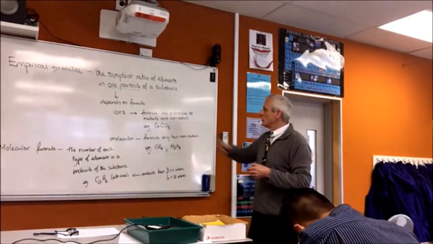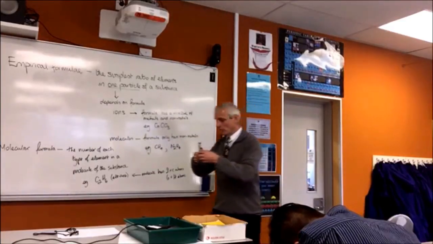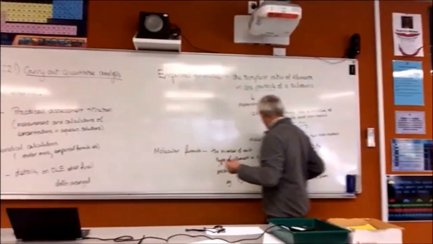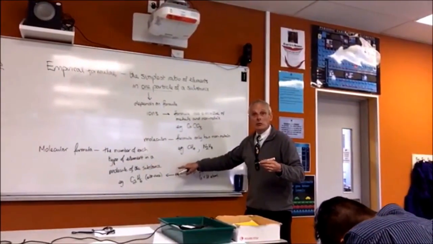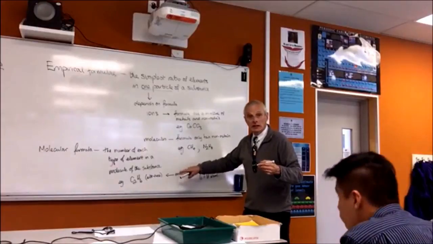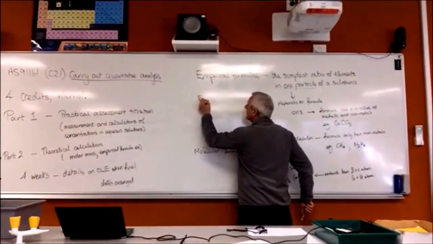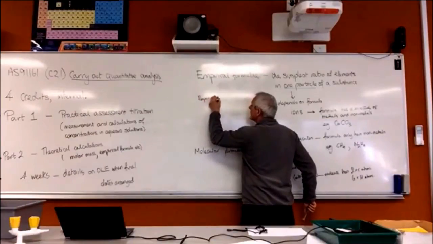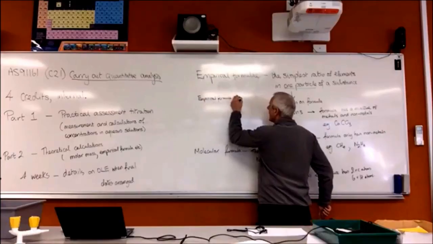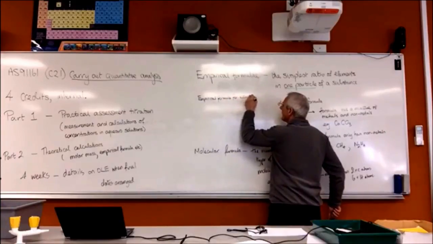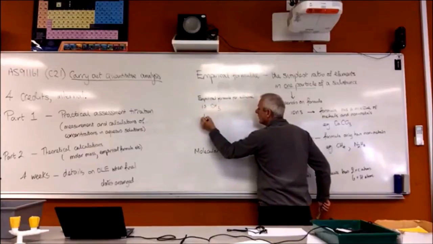Now what I haven't done on here is to write up what we mean by an empirical formula. So why don't I use the example I've just done for ethane and put what the empirical formula for ethane is and what it means. The empirical formula for ethane is CH3.